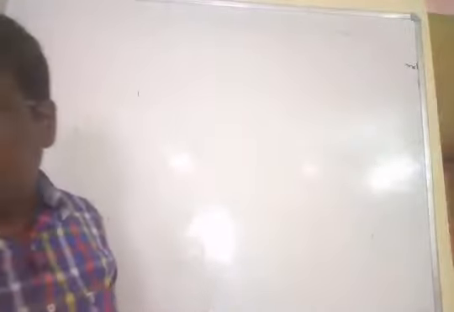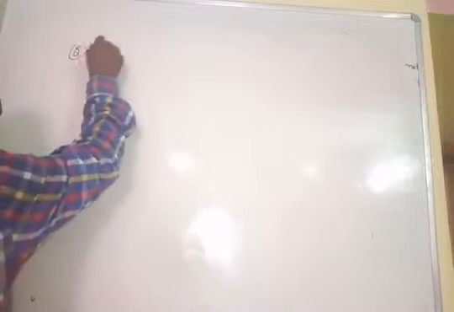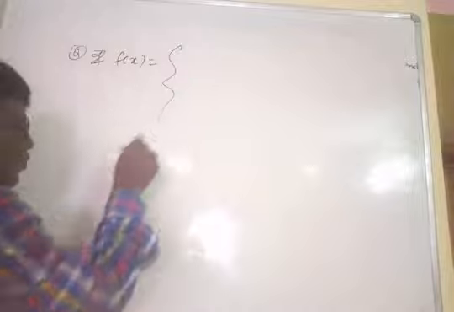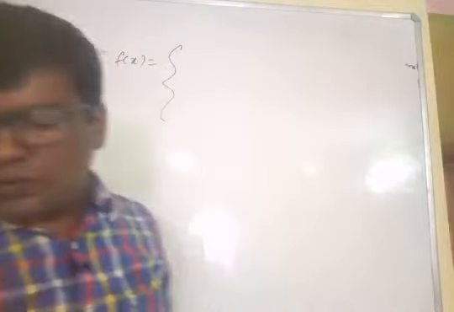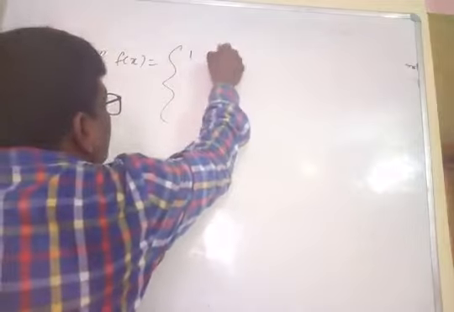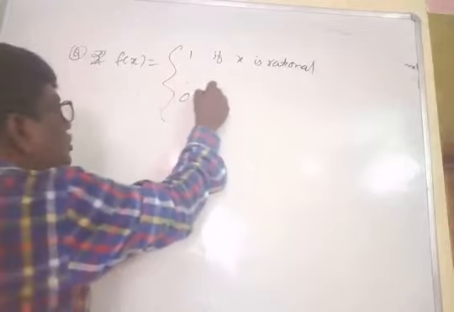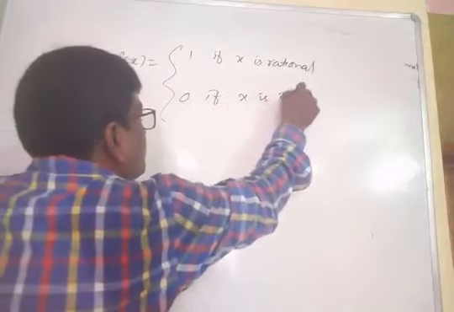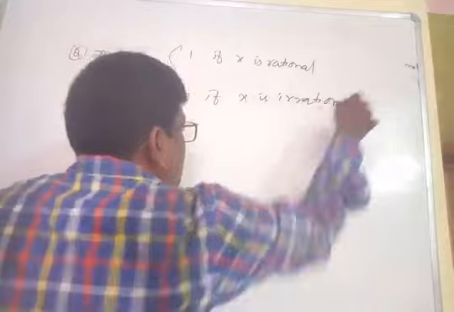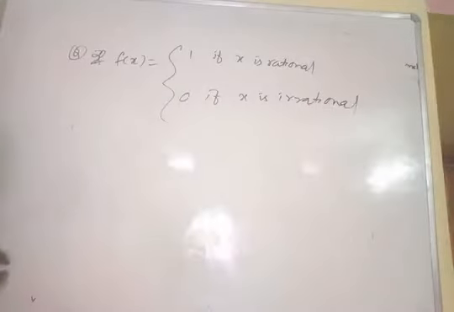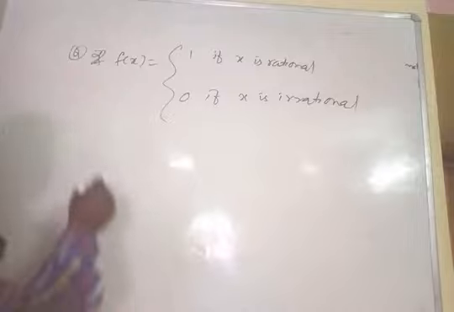You have to do another question for your work. If f of x is equal to 1 if x is rational, 0 if x is irrational, prove that f of x is discontinuous.